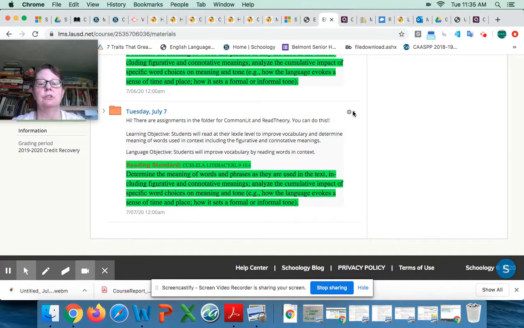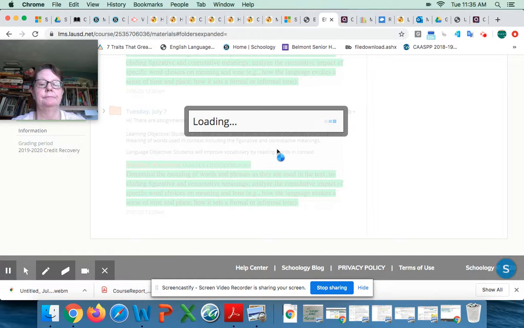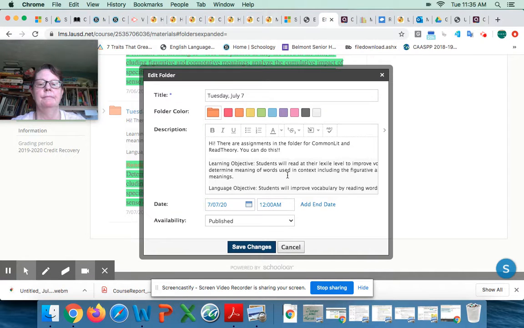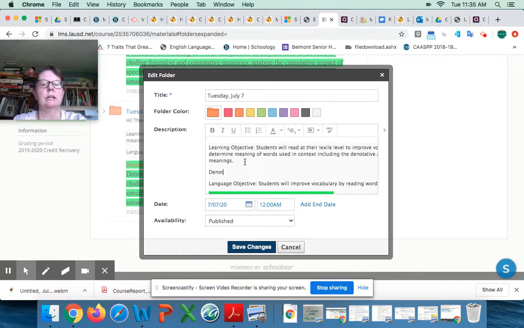So I am actually going to change that right now. Edit. And including the denotative. Okay, and then I'm going to say denotative is the dictionary definition of the word.